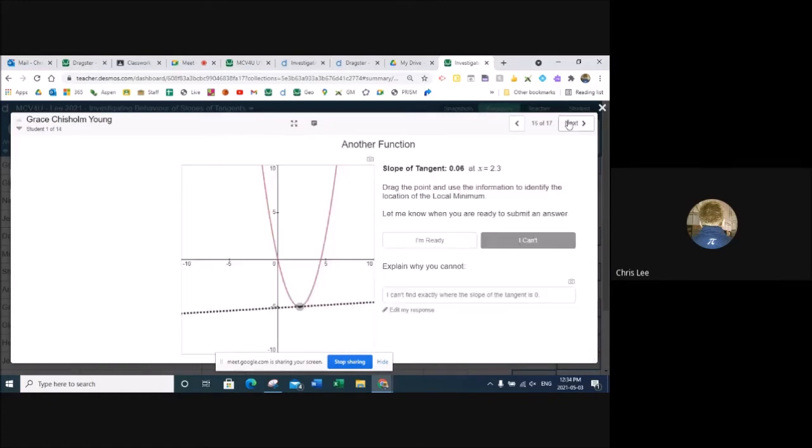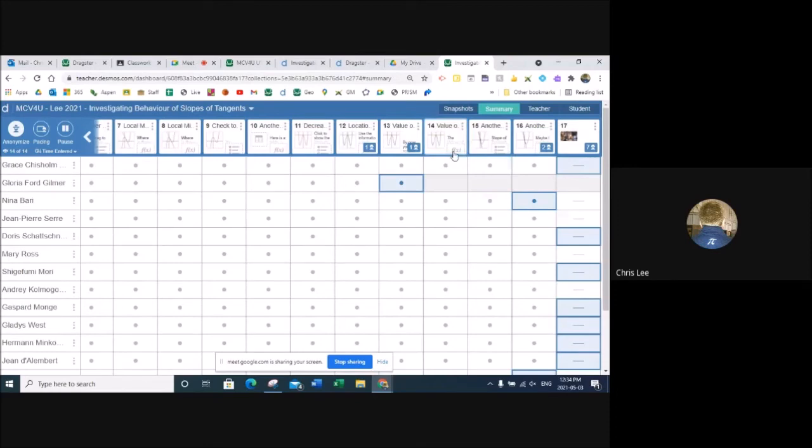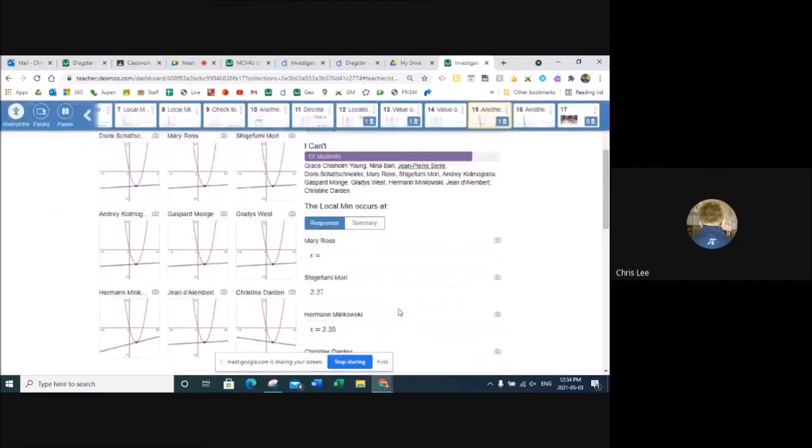Okay, and then this was the challenging one, asking you to find, without the graph there, where the local minimum is. And the problem is you get really close, but you can't get right on there. So I would anticipate that most people will say that they can't tell me it. Let's see what your answers were for that. Yeah, I can't, good. And let's see why.